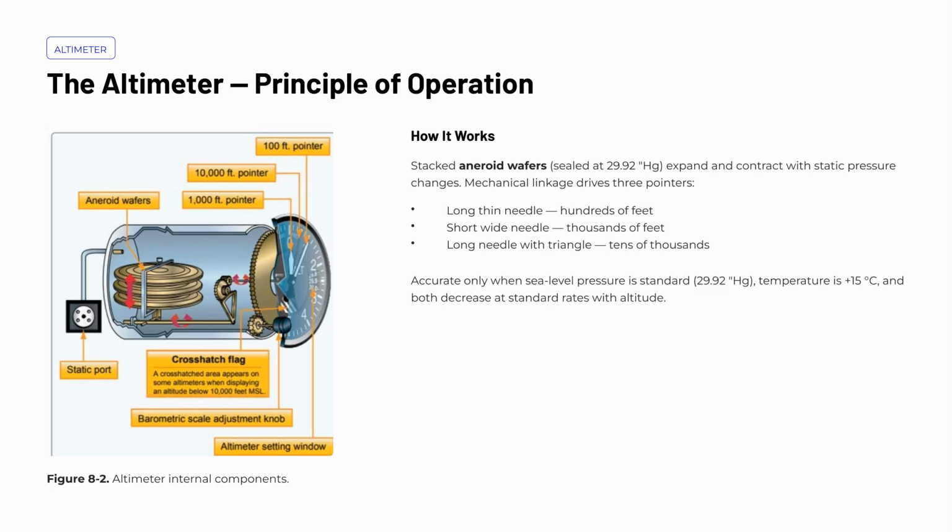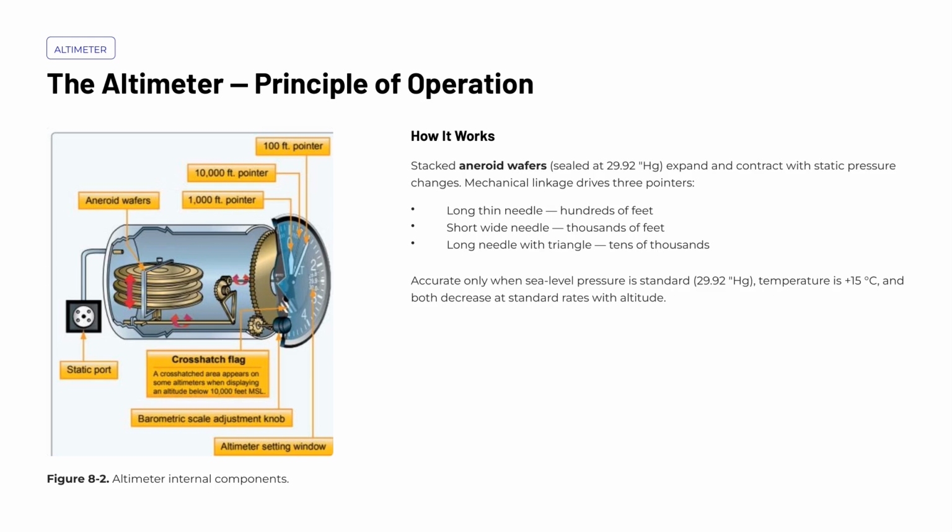The altimeter is one of the most critical instruments in the cockpit, and understanding how it works is essential for safe flight operations. At its core, the altimeter uses a stack of aneroid wafers, thin, sealed capsules that were evacuated and sealed at the standard sea level pressure of 29.92 inches of mercury. As the aircraft climbs and static pressure decreases, these wafers expand. As the aircraft descends and pressure increases, they compress.